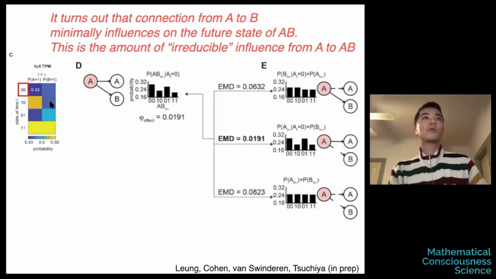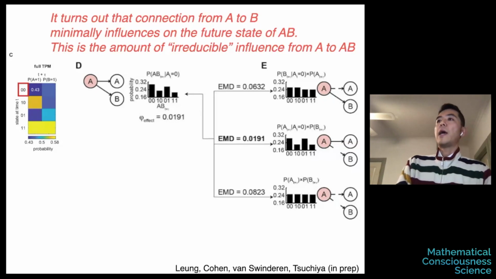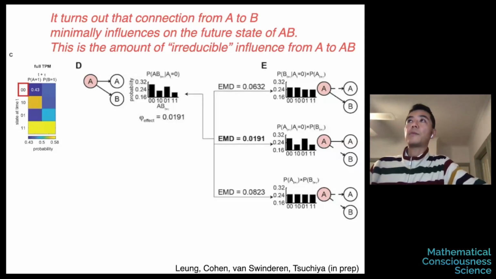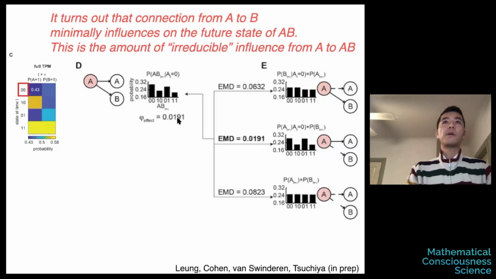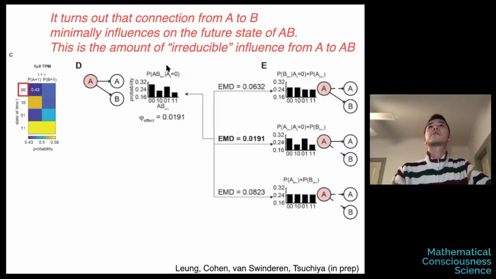And that's actually possible to do based on this TPM. And once you do that, you find out that cutting A to B doesn't result in much difference in terms of probability distribution. So this is called, in IIT terminology, the minimum information partition, or something that approximates this probability distribution. And no matter what you do, this is irreducible in terms of the influence of A onto AB. And therefore, we take this 0.191 as the potential irreducibility of A onto the other entity in the system.